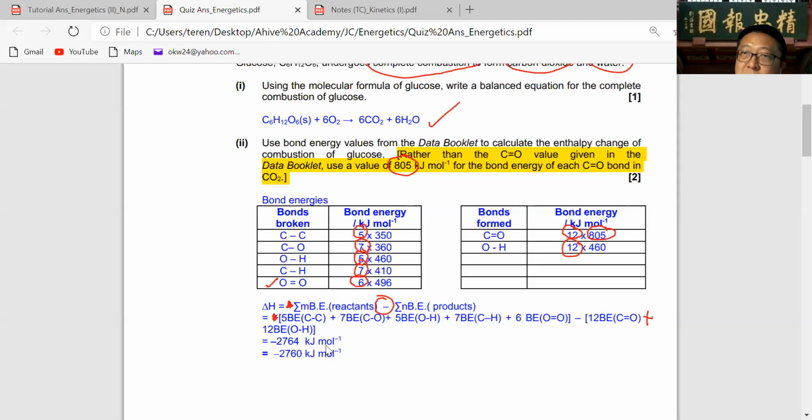So you must include the sign for enthalpy. If you don't insert a negative sign or positive sign, it will be marked down. Because this is enthalpy, not energy. If it were energy, then we can go without the sign.